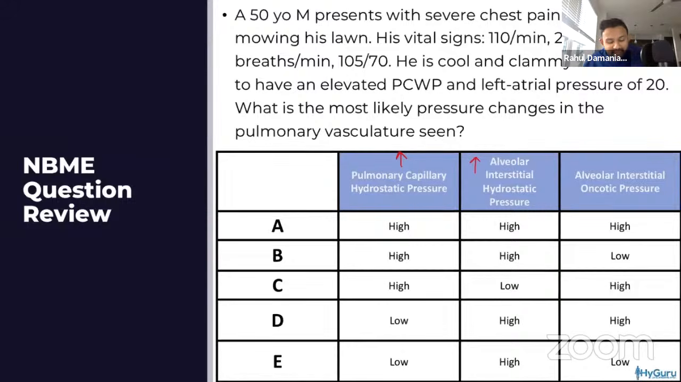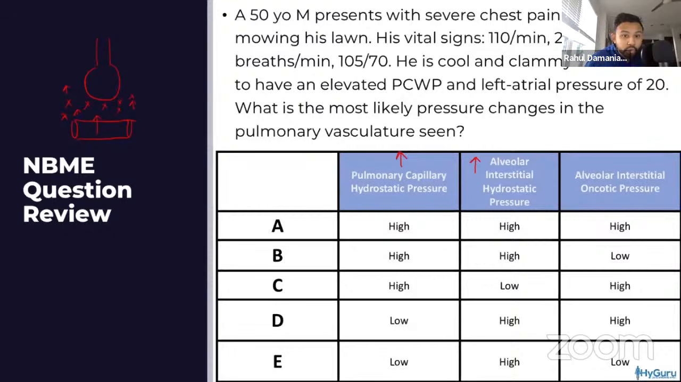If we look at this graphically, here is going to be the alveolus, here is going to be the pulmonary capillary. We note that the hydrostatic pressure of the pulmonary capillary is now causing fluid to come out of the pulmonary capillary and into the interstitial space. And if we put in some X's, this is going to represent the alveolar interstitial hydrostatic pressure. And because there's more fluid there, there's going to be a higher alveolar interstitial hydrostatic pressure.